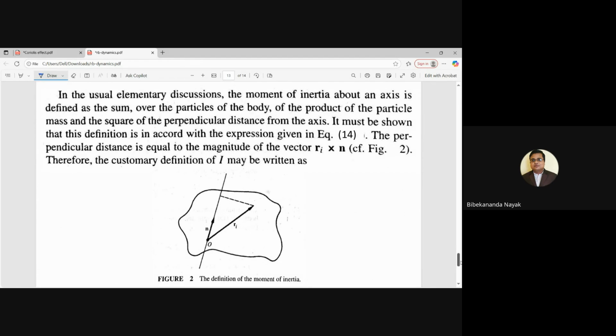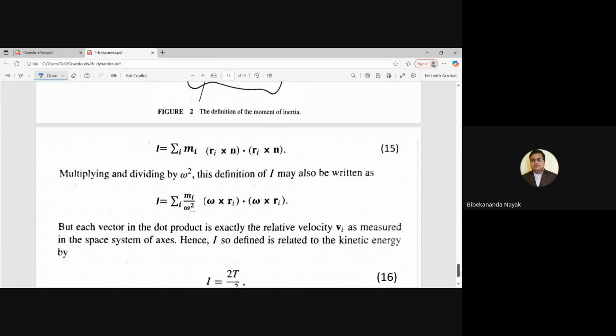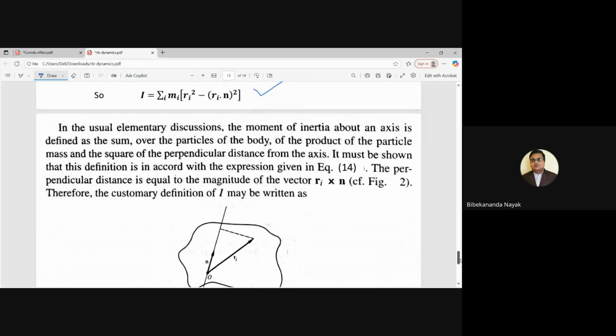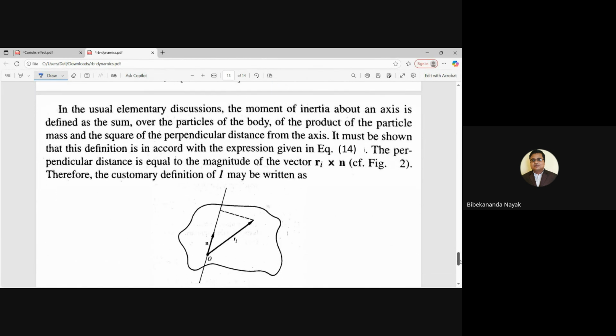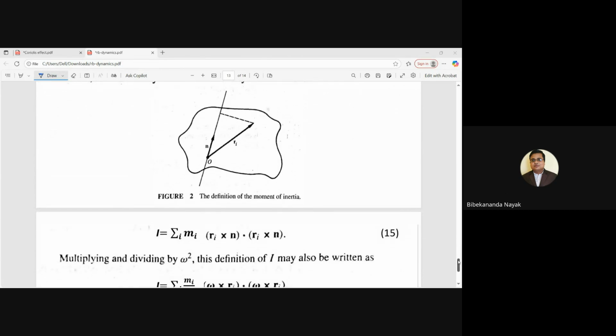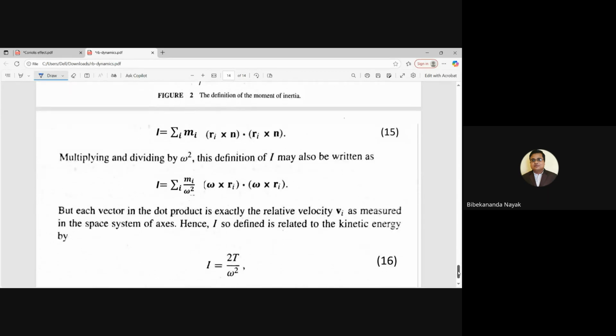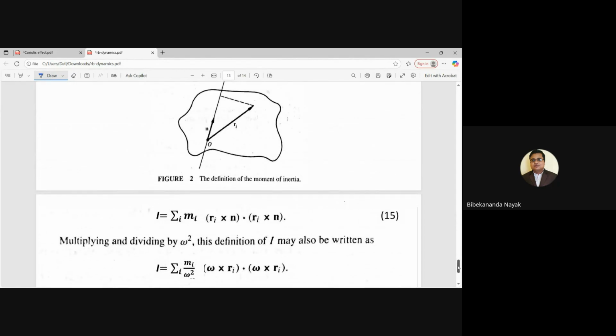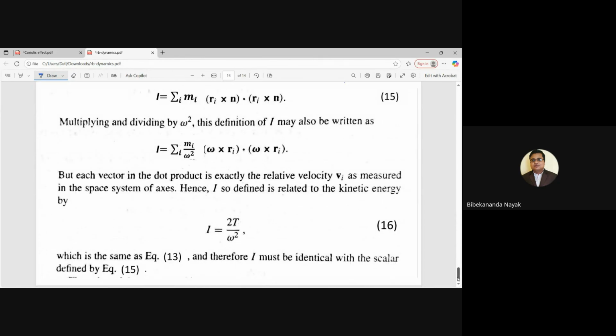We know two theorems in moment of inertia: parallel axis theorem and perpendicular axis theorem, right? So we use the parallel axis theorem here. If we know the moment of inertia about a particular axis, then we can calculate the moment of inertia about an axis which is parallel to the previous one by using the formula: moment of inertia about the axis plus mass times the square of the perpendicular distance between them. This is the formula you know from class 12. We use this formula to calculate different moment of inertia quantities.